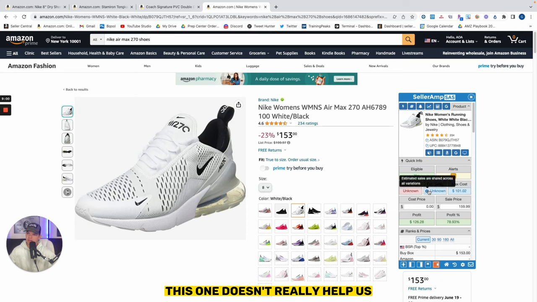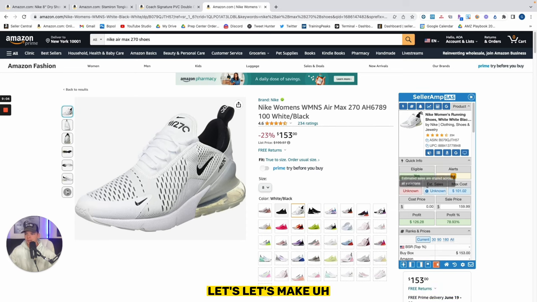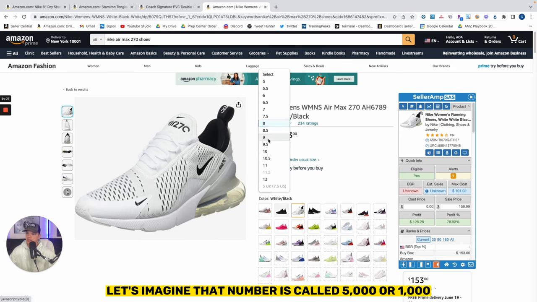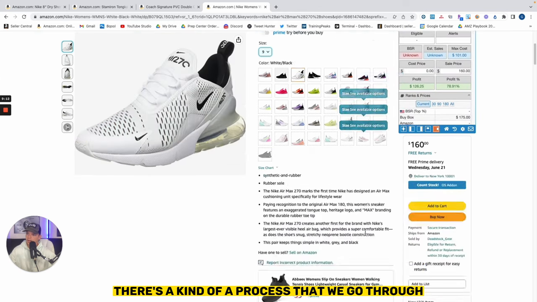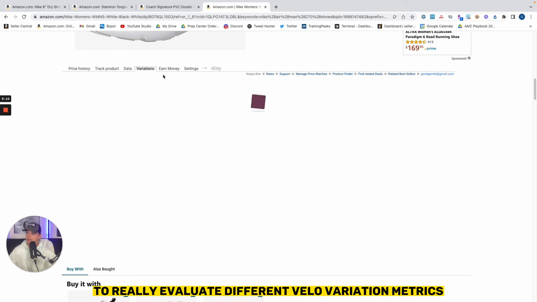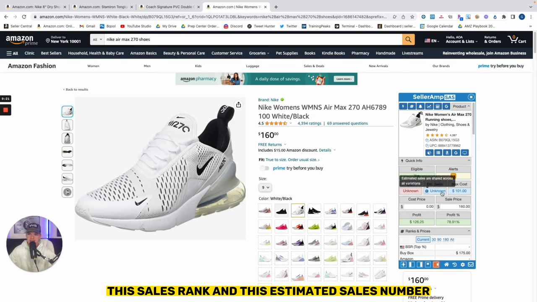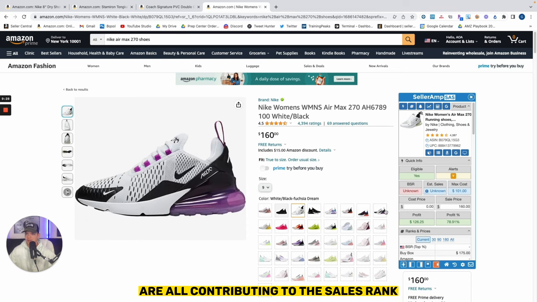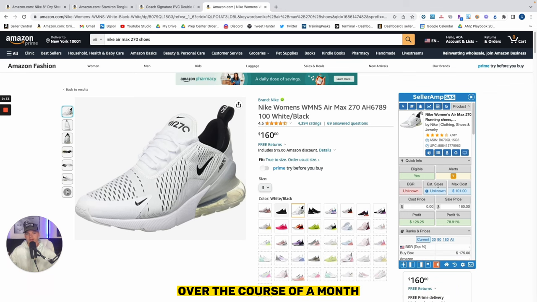Now, in this case, this one doesn't really help us because there's not an actual estimated sales number. But for example, let's imagine that number is 5,000 or 1,000, whatever the case may be. There's a process that we go through to really evaluate different variation metrics. The big point is this sales rank and this estimated sales number, I know they're unknown, but imagine they are cumulative, right? That means all the different colors, sizes, et cetera, are all contributing to the sales rank and to the estimated sales number over the course of a month.